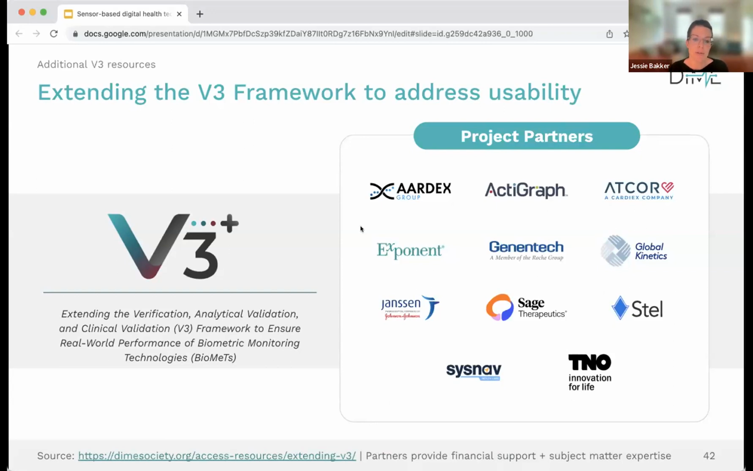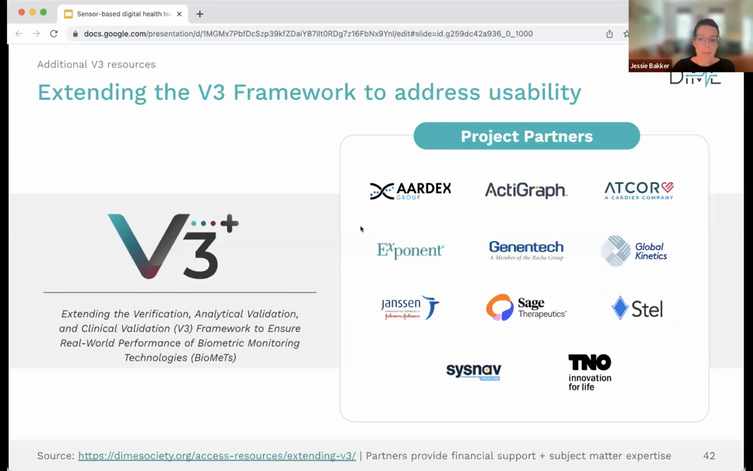So the project partners you see on the screen have come together, as well as a group of academics, plus representatives of government organizations from multiple worldwide regions, patient representatives and patient advocacy groups, to extend the V3 framework by adding a 4th component specifically looking at usability. So we anticipate resources being available early 2024.